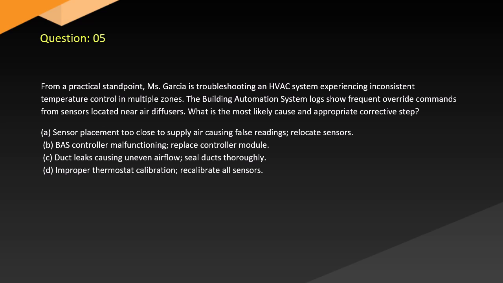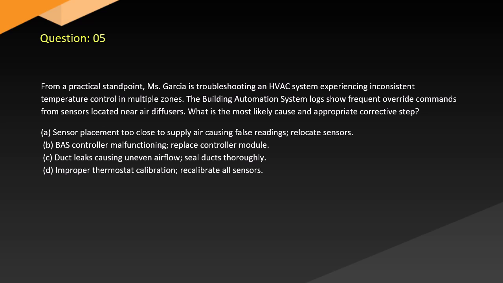Question 5. From a practical standpoint, Garcia is troubleshooting an HVAC system experiencing inconsistent temperature control in multiple zones. The building automation system logs show frequent override commands from sensors located near air diffusers. What is the most likely cause and appropriate corrective step?